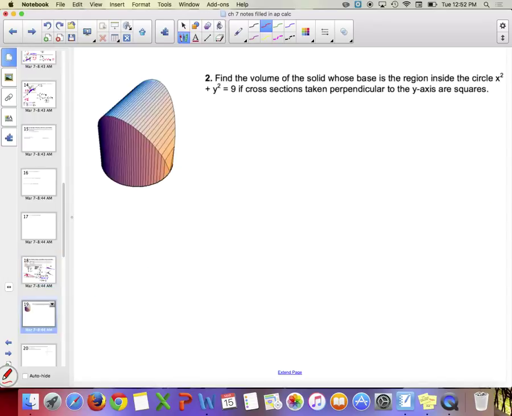So it kind of creates these really strange shapes, right? So it says find the volume of the solid whose base is the region inside the circle, x squared plus y squared equals 9. So hopefully you guys all know how to graph that circle. It's a circle centered at 0, 0 and has a radius of 3.